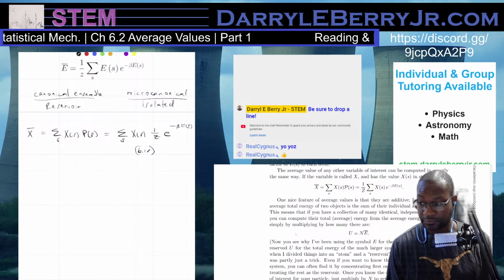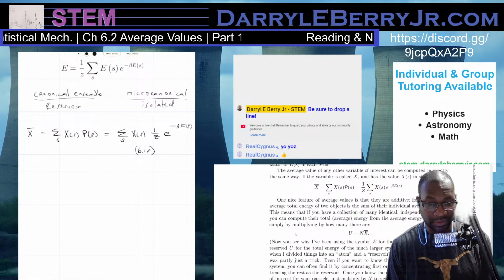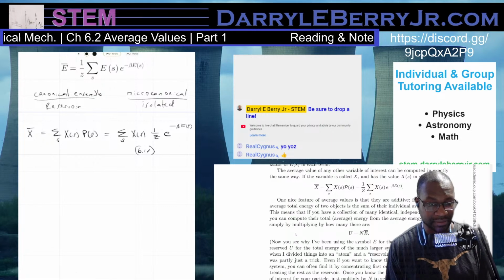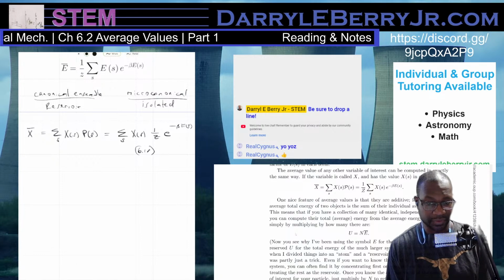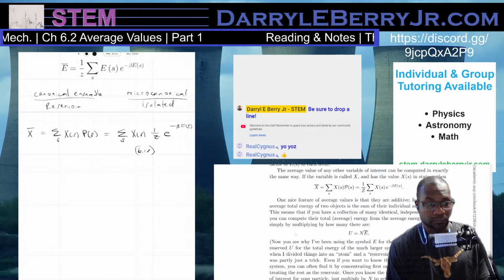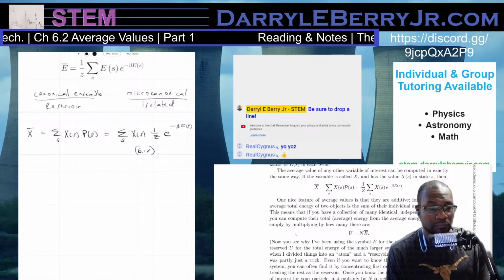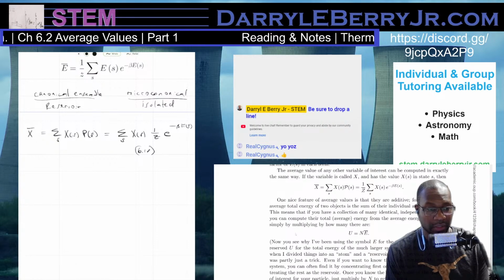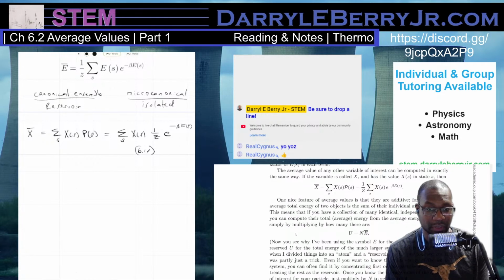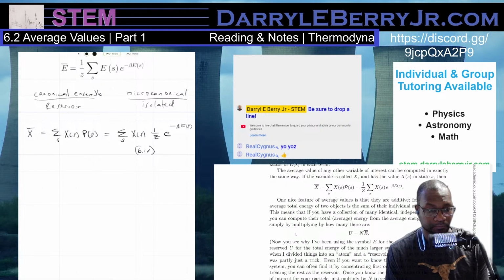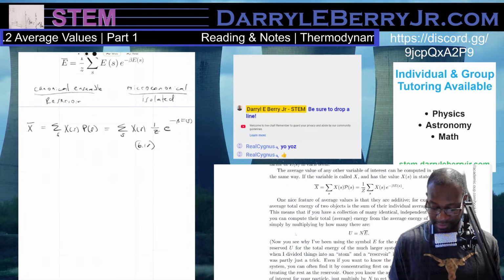One nice feature of average values is that they're additive. For example, the average total energy of two objects is the sum of the individual average energies. This means that if you have a collection of many identical independent particles, you can compute their total average energy from the average energy of just one, simply by multiplying by N, how many there are. That makes sense?